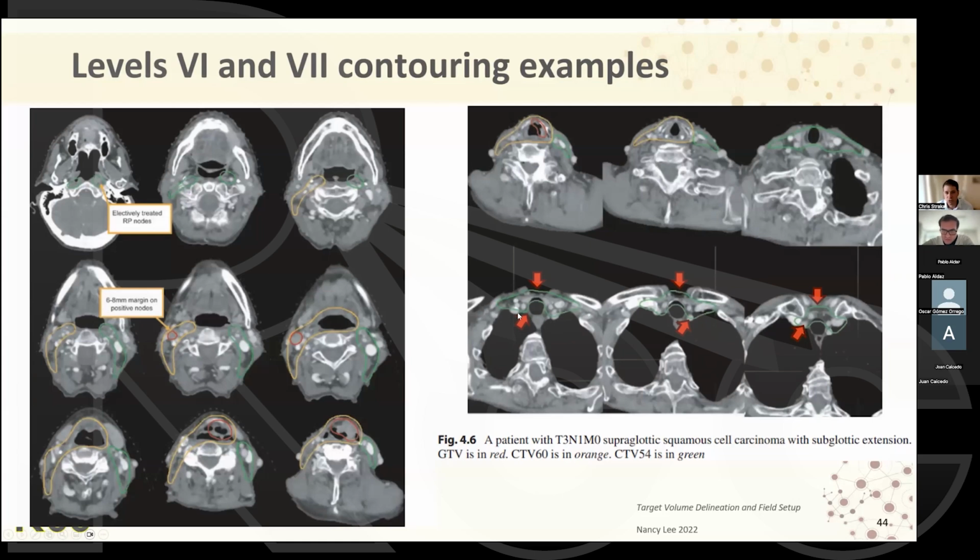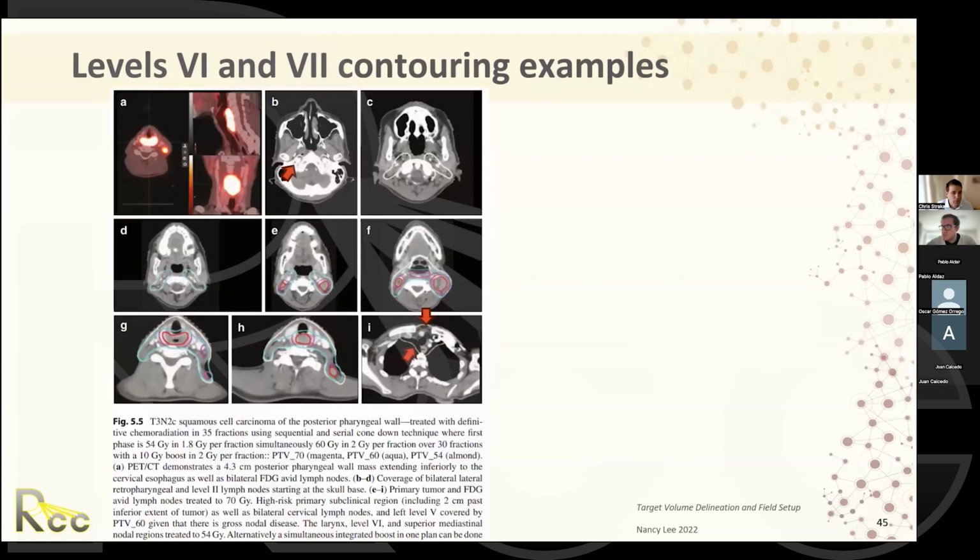They're purposely excluding the cervical esophagus, which is appropriate and is going to help decrease toxicity. One more example here. This would be a posterior pharyngeal wall tumor. So again, these are more rare, we don't see these, but anything involving the pharyngeal wall, which is technically oropharynx, we hardly ever see it.